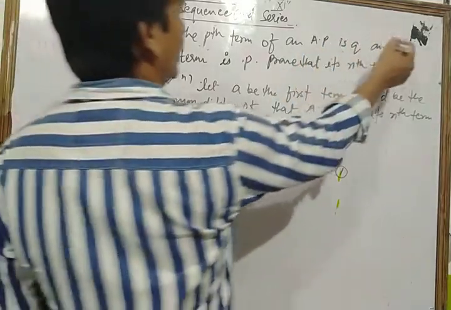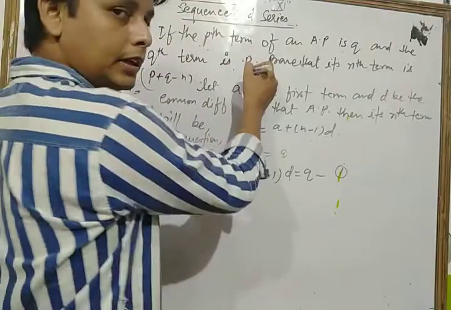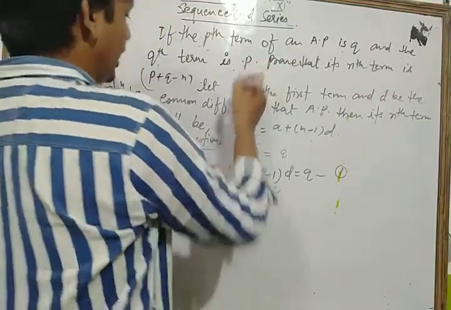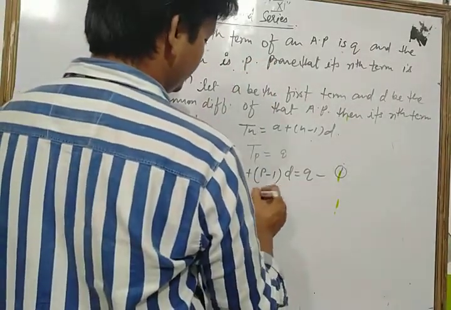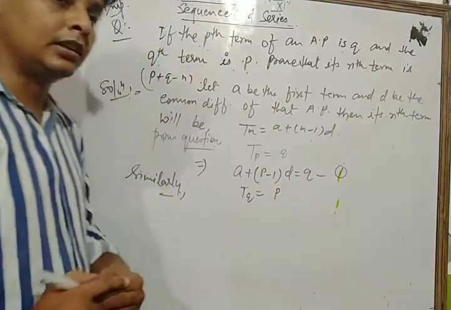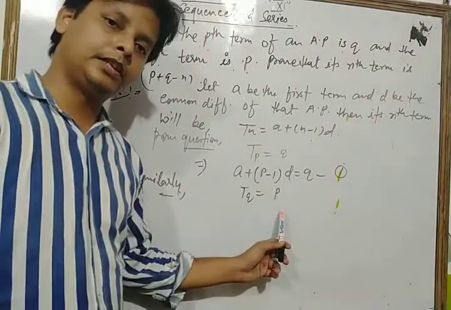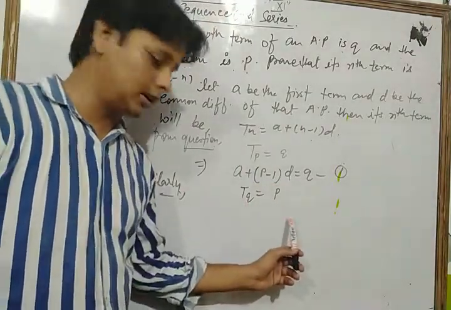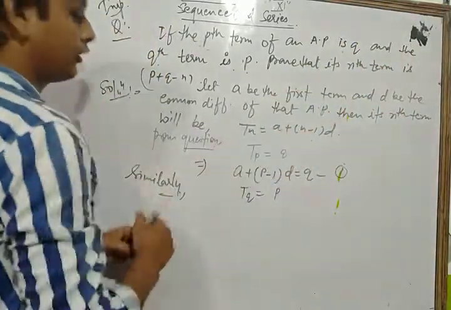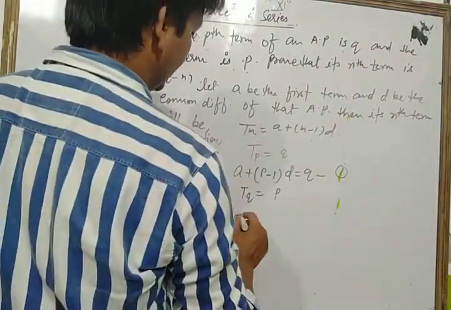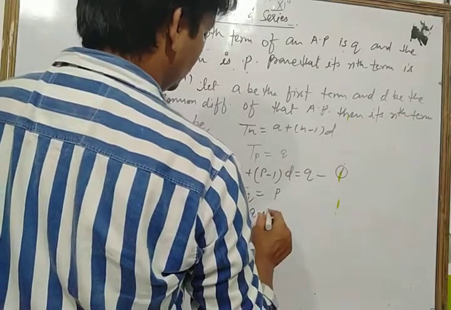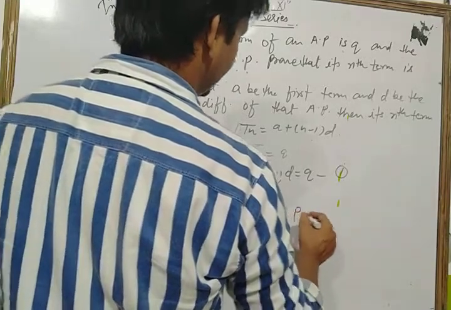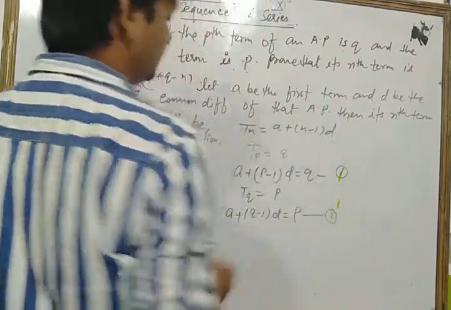Similarly, the qth term is p, so we have Tq is equal to p. Now by the help of this formula we have a plus (q minus 1) into d is equal to p. Take this as equation number 2.